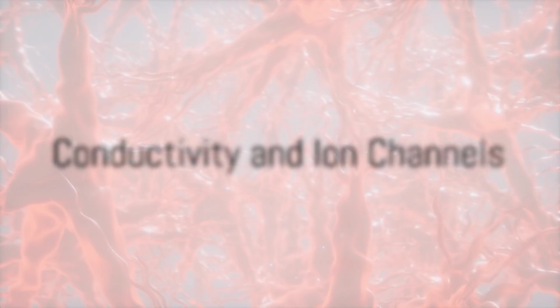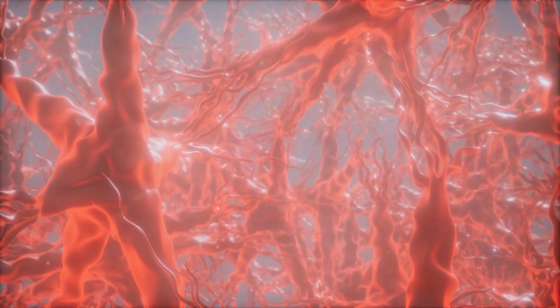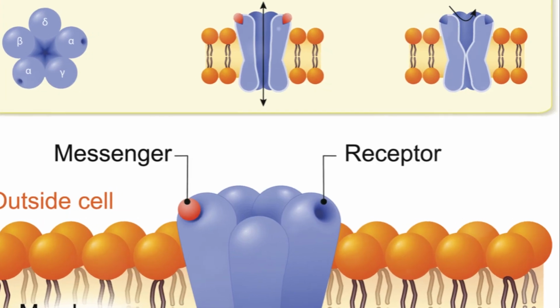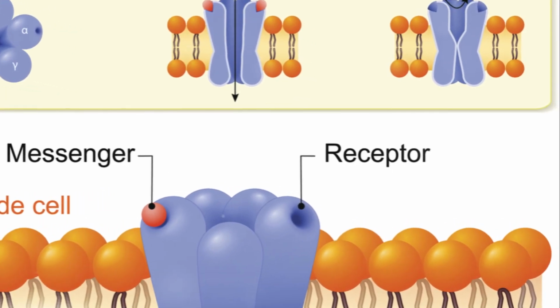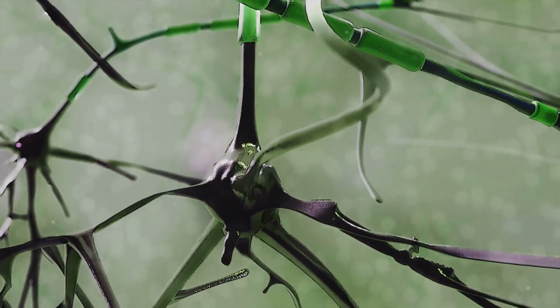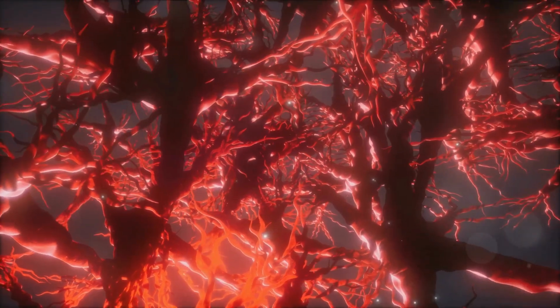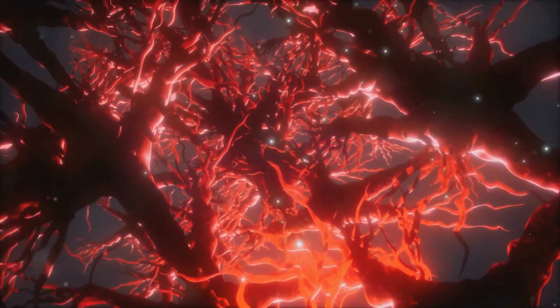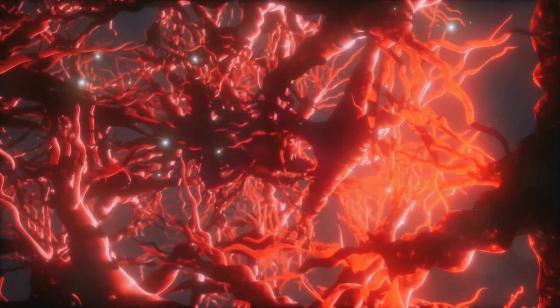Now let's add another layer to this: conductivity. You see, neurons have these things called ion channels. They're like gates made of proteins that control the flow of ions. When a lot of these channels are open, we say the conductivity is high. So if there are a lot of sodium channels open, sodium ions can flow easily into the neuron.